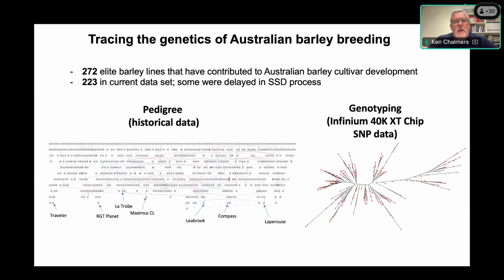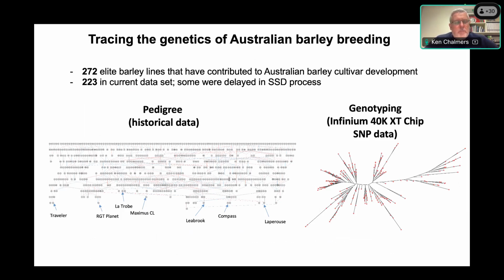We weren't able to get several lines through the single seed descent process, and we've gone back and we're repeating that. But currently we have 223 and we hope to expand all of the data that we have available up to the full 273 as we go through the project.